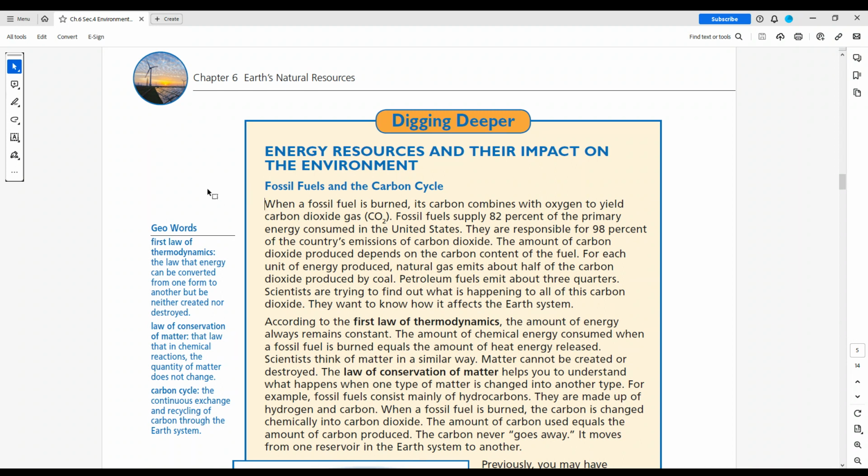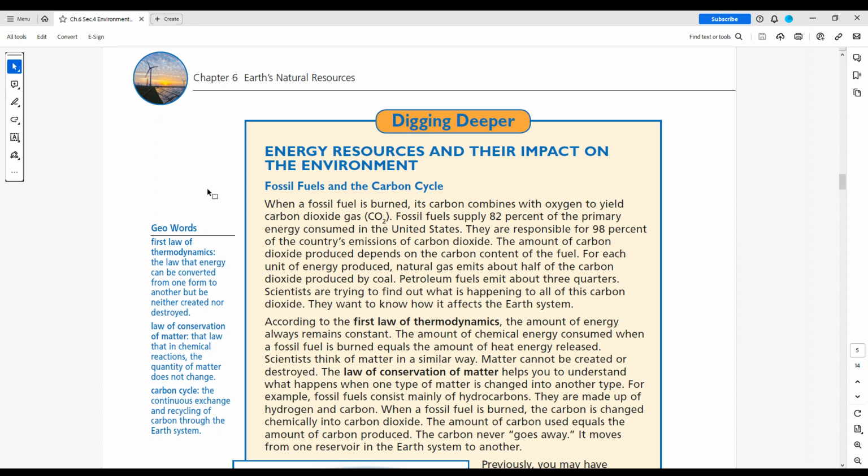When a fossil fuel is burned, its carbon combines with oxygen to yield carbon dioxide gas. Fossil fuels supply 82% of the primary energy consumed in the United States. They are responsible for 98% of the country's emissions of carbon dioxide. The amount of carbon dioxide produced depends on the carbon content of the fuel.